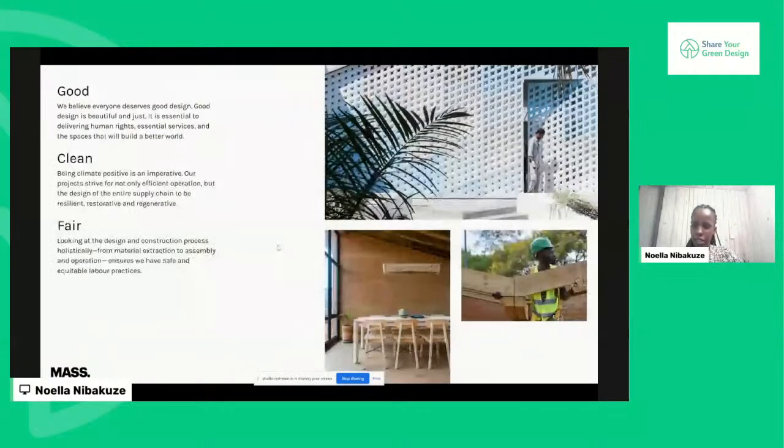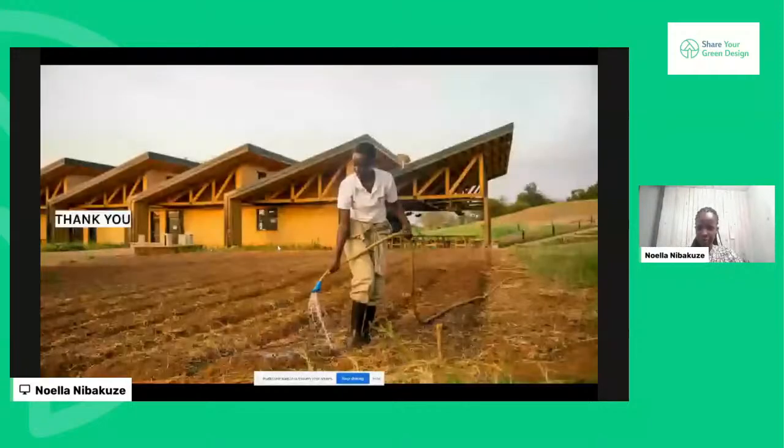Ending on what we believe at MAS, that all construction design should be good, clean, and fair. That goes together from protecting your planet to investing in your communities. Yeah, thank you very much.